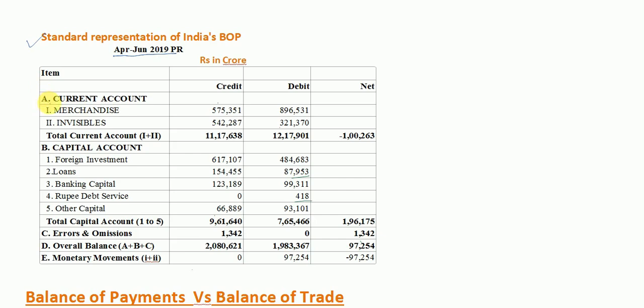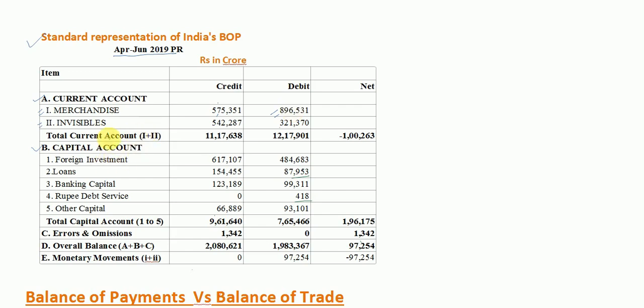So here the main components are the current account and capital account. Under current account, there are two subcomponents. One is merchandise and another is the invisible items. By exporting its merchandise, India receives an amount of rupees 5,75,351 crore from the foreign countries. On the other hand, India imported various commodities from foreign countries for which India has to pay 8,96,531 crore rupees to the foreign. So this is the debit amount of India in the name of merchandise import.